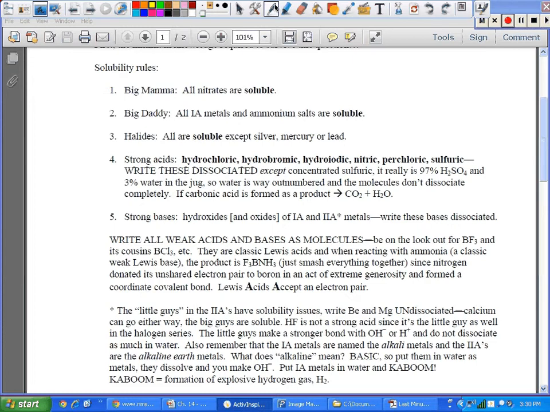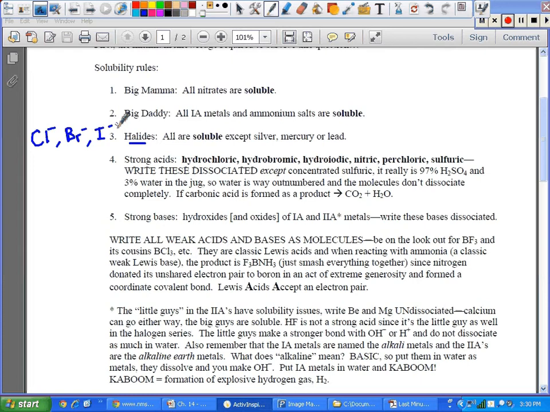Halides are soluble except for silver, mercury, or lead. Now, specifically, I do want you to write this in. Which halides is it talking about? Chloride, bromide, and iodide. Now, why am I using the ides? They're all in ionic form. Okay, they're in ionic form.